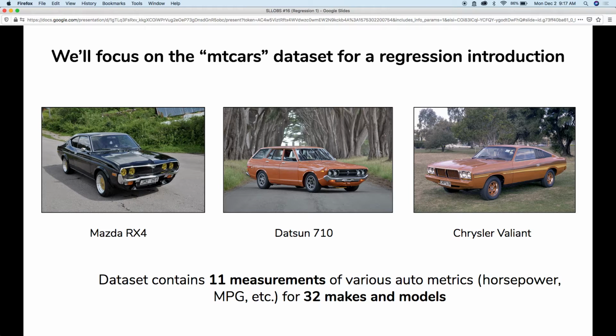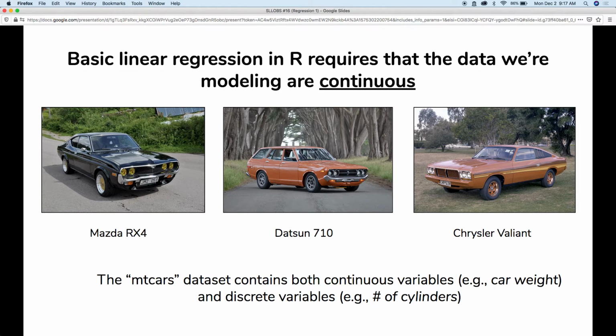And what's nice about the mtcars data set for our purposes today is that it contains both continuous and discrete and even other forms of data. So for example, it contains continuous variables like the weight of cars, which could feasibly take on any value within a reasonable range. It also contains discrete variables like the number of cylinders in a car, which obviously is going to be some discrete value of 4, 6, or 8. You can't have 7.62 cylinders in a car.